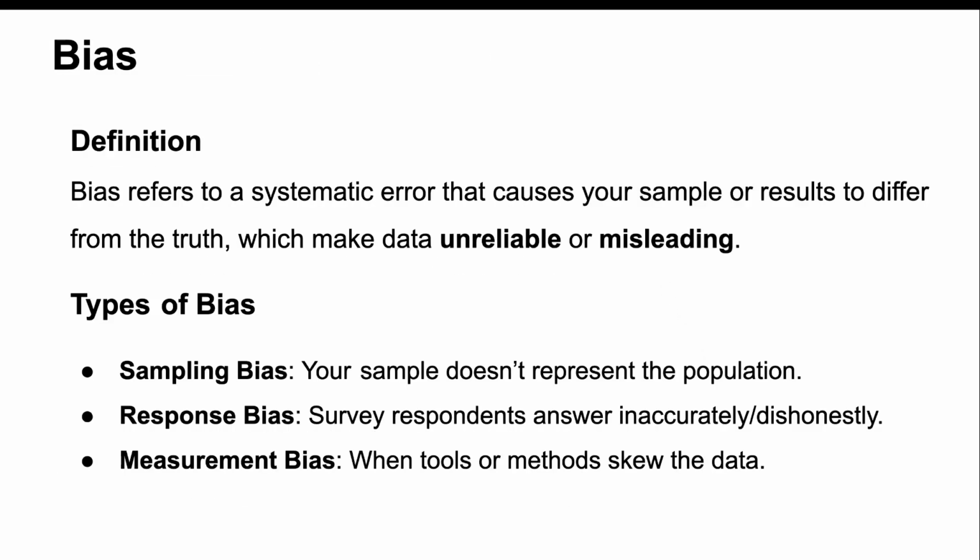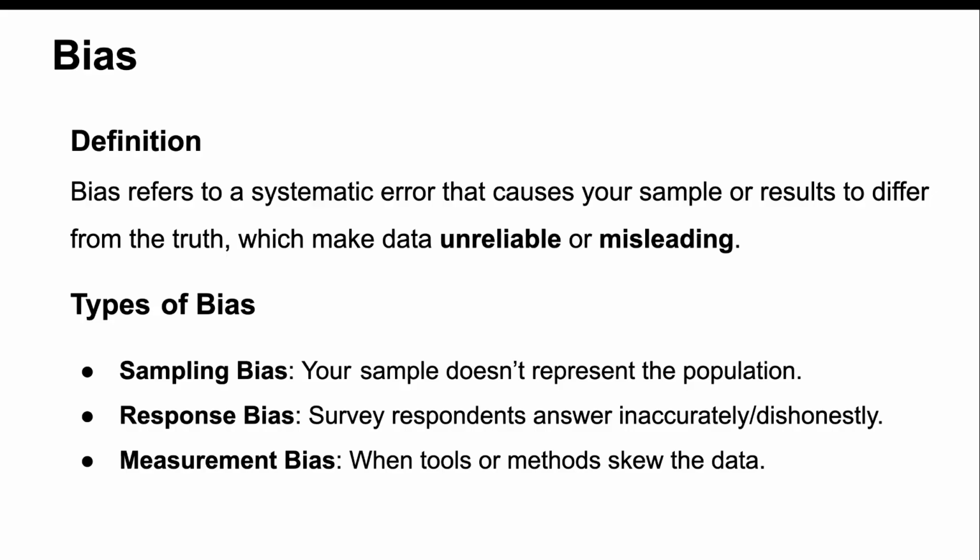Bias is one of the most important concepts to understand in statistics because it can completely undermine your analysis. Bias refers to systematic errors that cause your samples or results to consistently deviate from the truth. Unlike random error, bias pushes results in a particular direction, making your data unreliable or misleading.